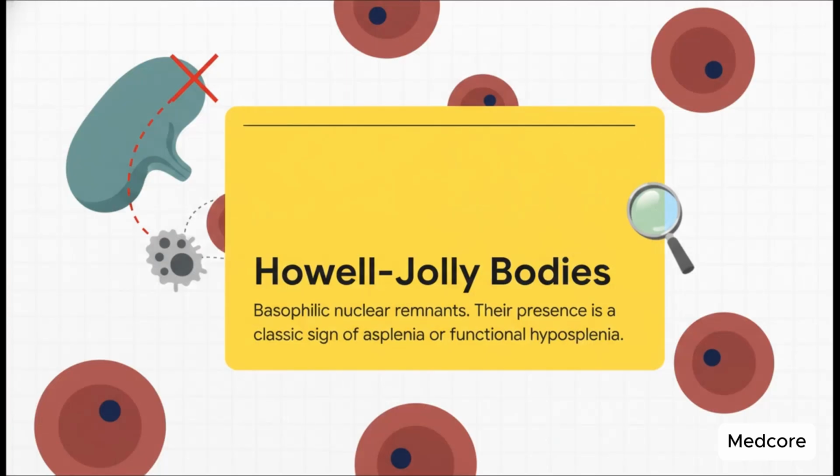First up, Howell-Jolly bodies. These look like a single, small, dark purple dot inside a red blood cell. What are they? Well, they're leftover bits of the nucleus that didn't get cleared out when the red cell was maturing. Normally, the spleen acts like a quality control inspector and plucks these out. So if you see one, it's a dead giveaway that the spleen is either gone or just not working right. It's the classic sign of asplenia.